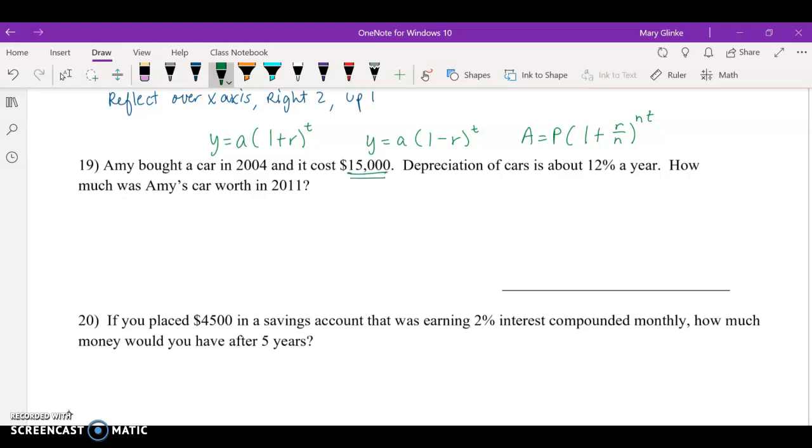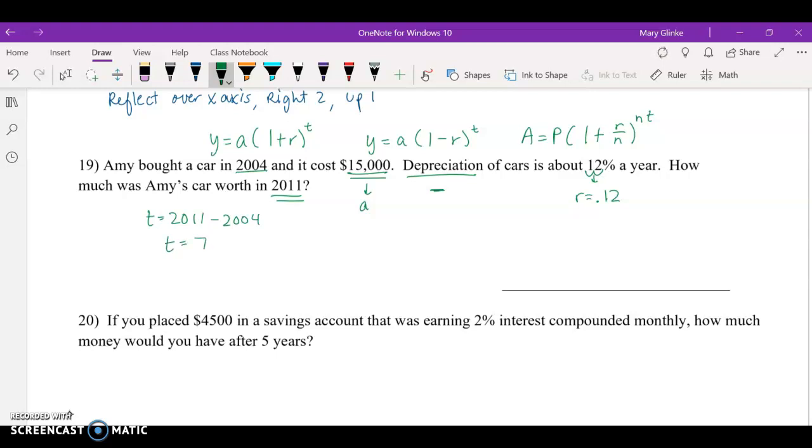So for this first one, the initial cost here, your a value is the 15,000. Depreciation means that it is going negative, so you're going to use the minus equation. Your rate here is the percentage, but we want to move that decimal over 2 spots, so it's going to be 0.12. And we're looking for how much it's going to be worth in 2011, but we're starting in 2004. So for our time, we're going to do 2011 minus 2004 to get a time of 7.